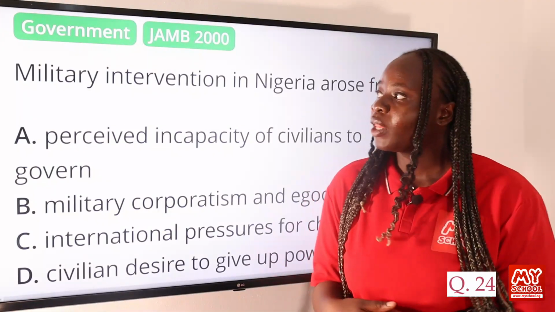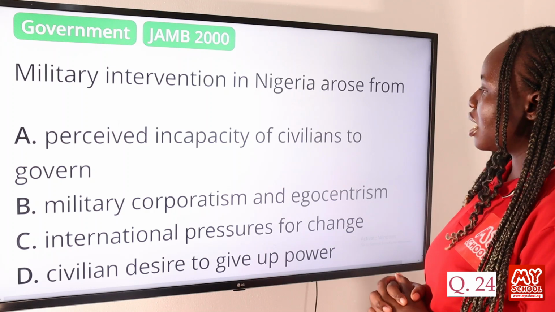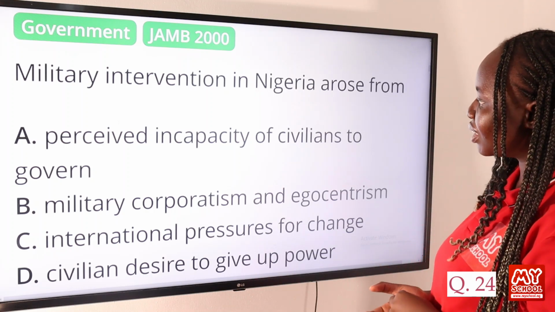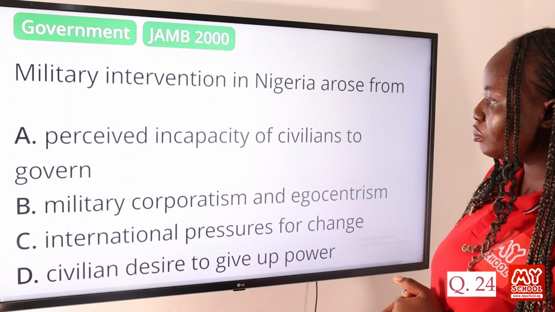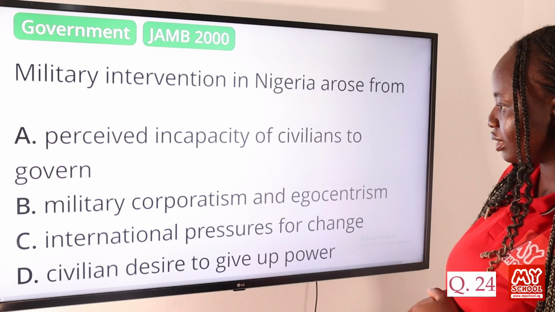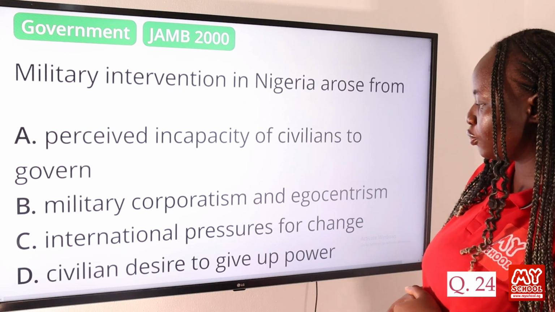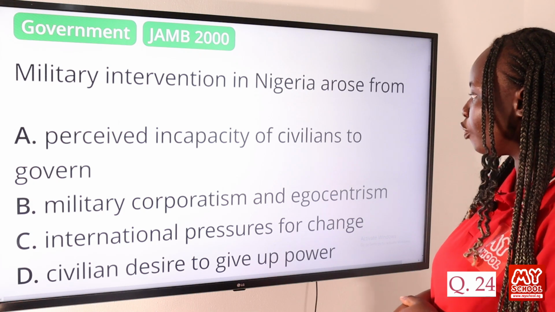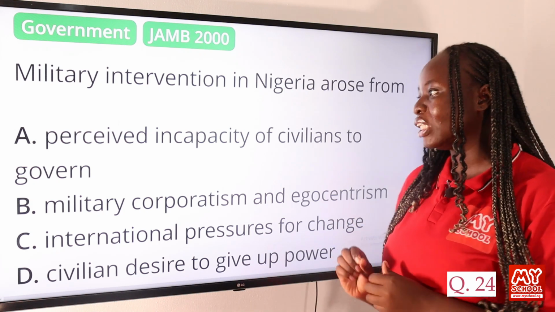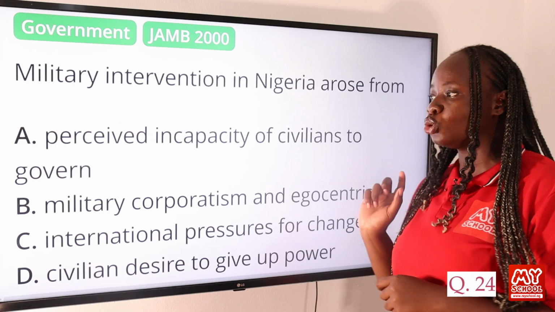Question 24. Military intervention in Nigeria arose from A, perceived incapacity of civilians to govern, B, military corporatism and egocentrism, C, international pressures for change, and D, civilian desire to give up power. So the answer to this question is option A, perceived incapacity of civilians to govern.